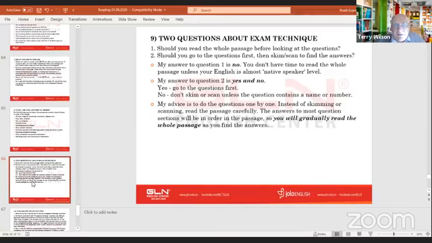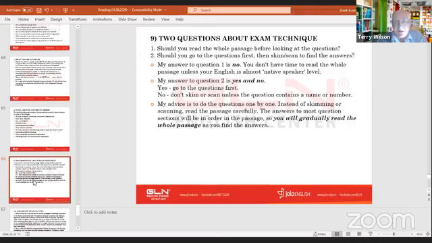Two questions about exam technique. Should you read the whole passage before looking at the questions? And should you go to the questions first, then skim and scan to find the answers? My answer to question 1 is no. You don't have time to read the whole passage, unless your English is almost native speaker level.